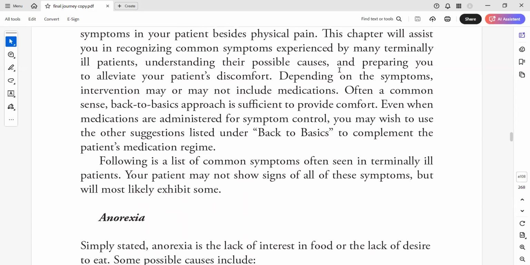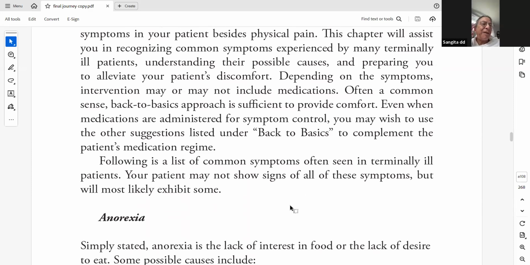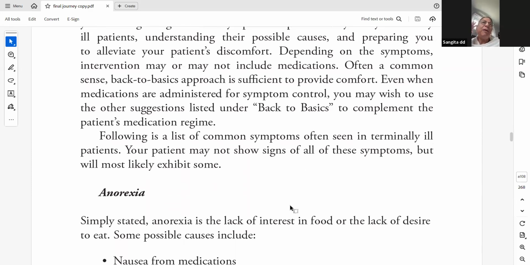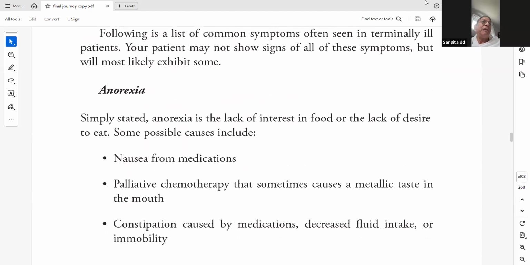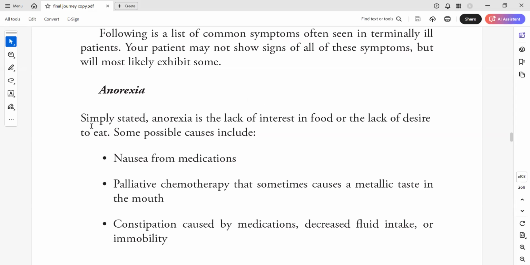Anorexia. Can I just say something? This is not the anorexia that you usually think of when you hear this word. It just means that you're not hungry. You have no appetite. This is not necessarily that you have the disease where you're starving yourself. This is where you're not hungry. I just want to clarify that. That's important. Simply stated, anorexia is the lack of interest in food or the lack of desire to eat.